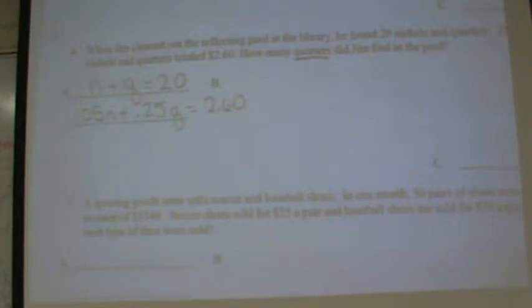0.05N plus 0.25Q equals 2.60, or 20 and 260. Now for this one, since the question is how many quarters does he have, you want to get rid of the N value so you can find Q. Now if you get rid of Q and find N, then you'd have to substitute it and find Q. Get it? All right, go back to example number 3.